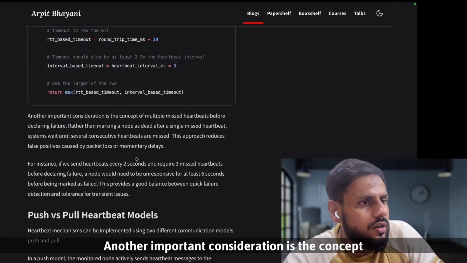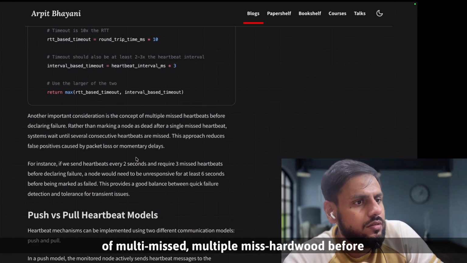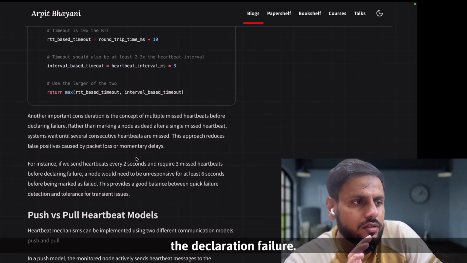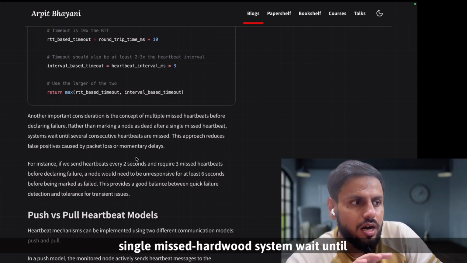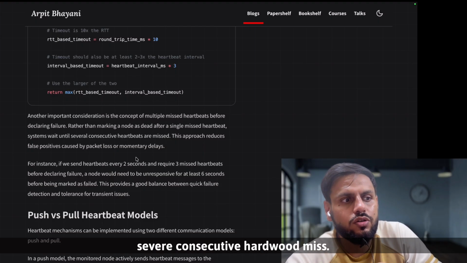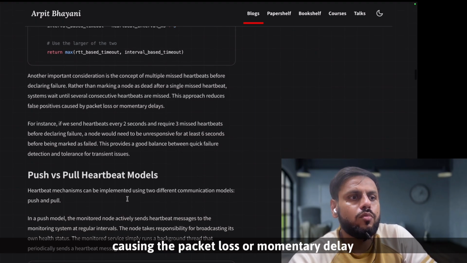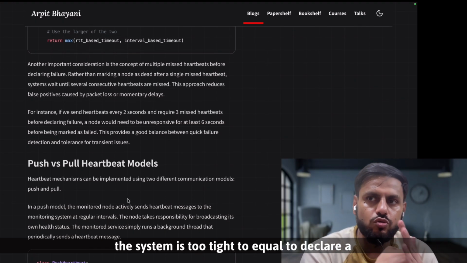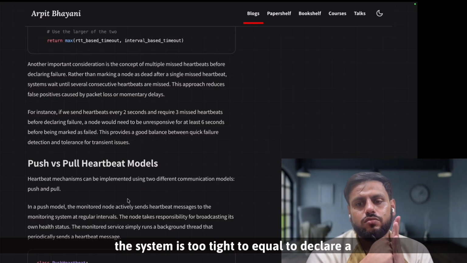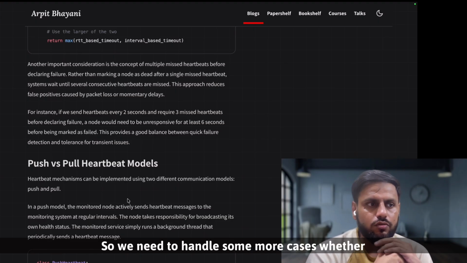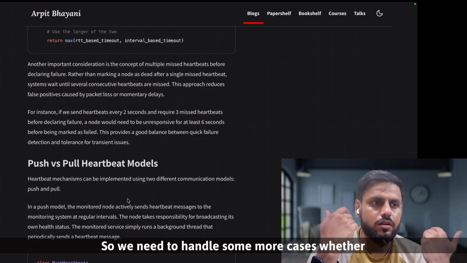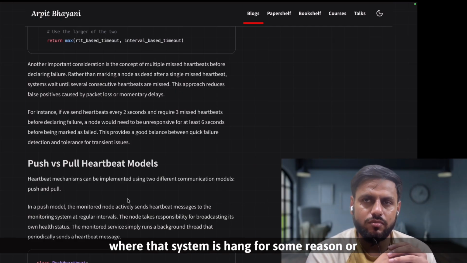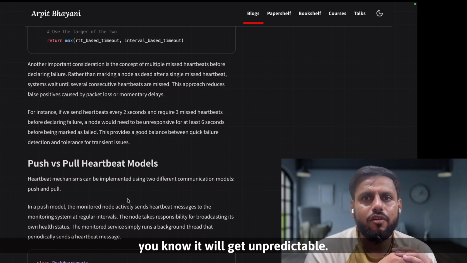Another important consideration is the concept of multiple missed heartbeats before the declaration of failure. Rather than marking a node as dead after a single missed heartbeat, the system waits until several consecutive heartbeats are missed. This approach reduces false positives caused by packet loss or momentary delays, because otherwise the system is too eager to declare a failure. We need to handle some more cases, where the system is hanging for some reason, or it becomes unpredictable.